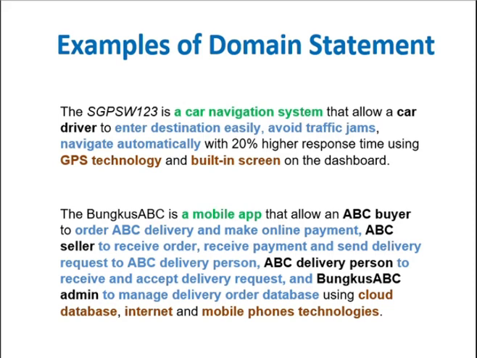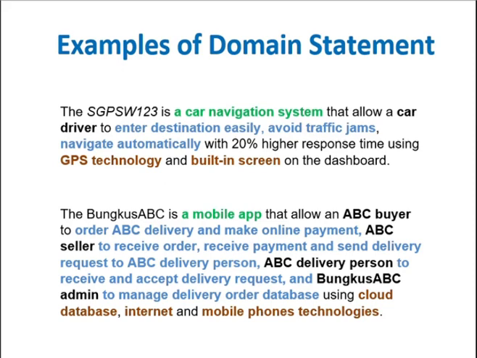Yeah, the Bungkus ABC. Bungkus means tapau. Tapau ABC is a mobile app that allows an ABC buyer to order ABC delivery. So what is ABC? Yeah, I guess there are some internationals here, right? Do you know ABC? What is ABC? It's a delicacy, yeah. Some dessert, yeah, made from ice and syrup.